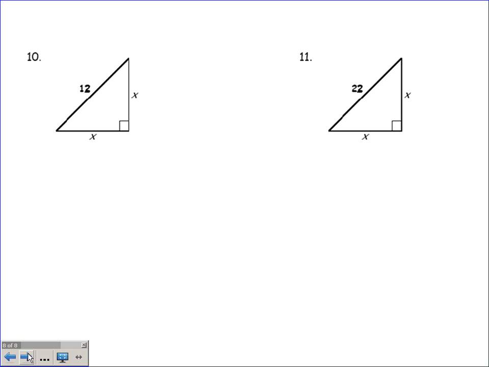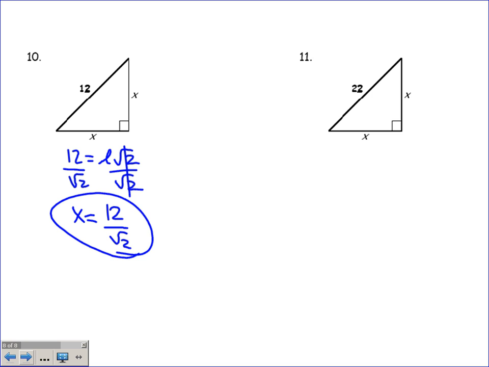Same thing here. If we have 12, we would just say 12 equals L times the square root of 2. We divide both sides by the square root of 2. That cancels, and our length, or x, equals 12 divided by the square root of 2. Why don't you guys try number 11 on your own?